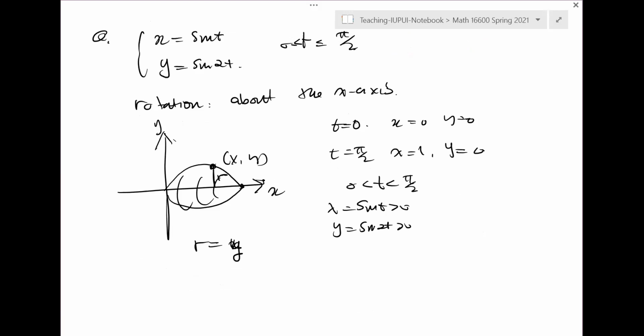It's not necessary, but I do need to know what ds is. ds is always the square root of dx squared plus dy squared, and it depends on whether you want to take dx out or dy out. It depends on the problem.